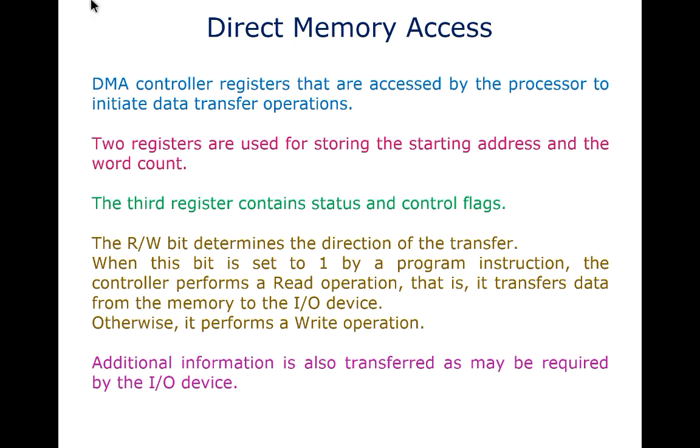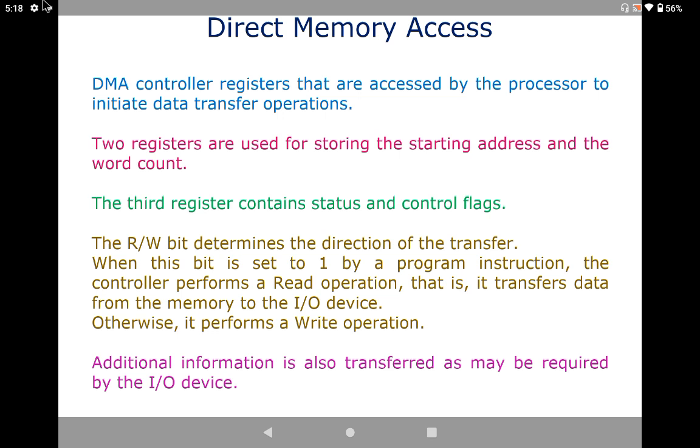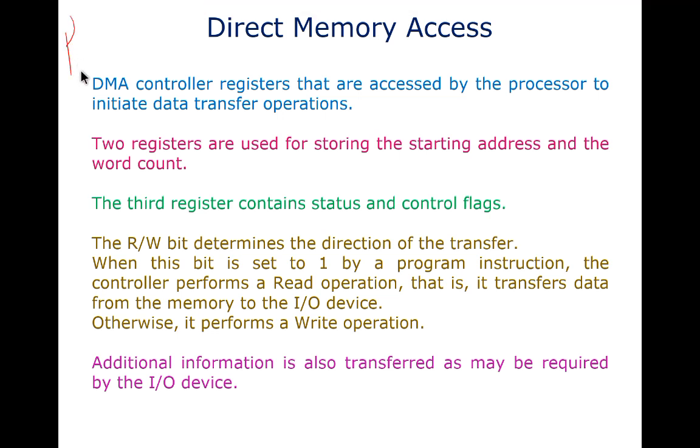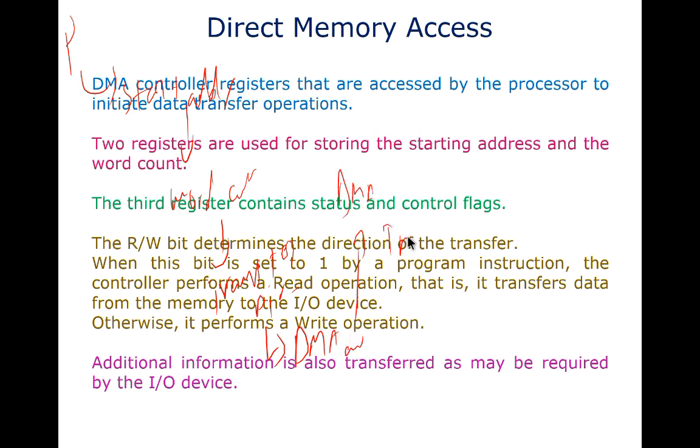How does it do this independently? First, the processor provides the starting address, the word count, and the transfer direction to the DMA controller, and then the DMA transfer starts. These are the things involved in how the DMA transfer gets initiated.